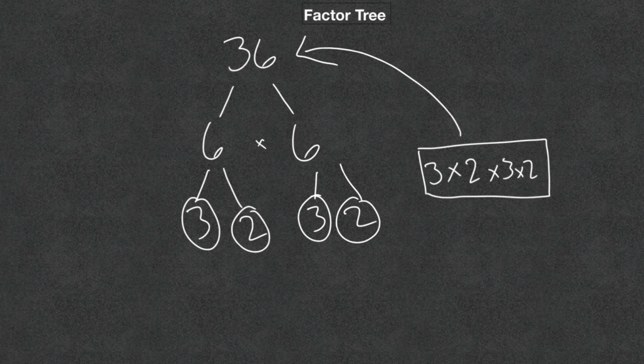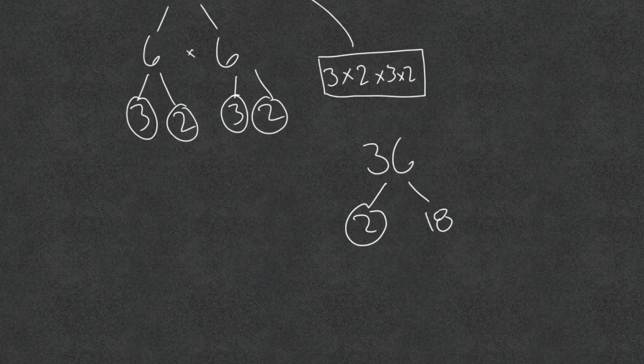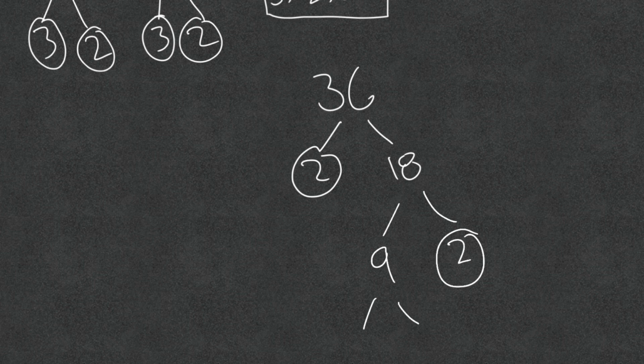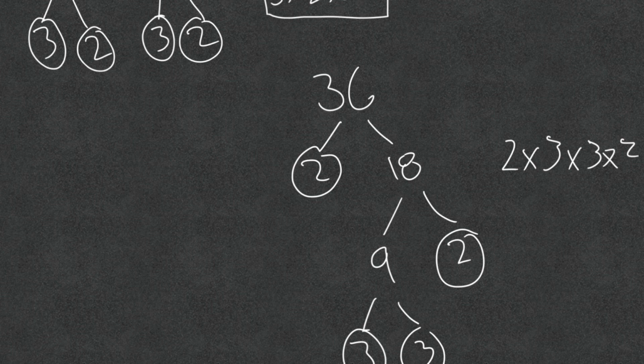If we wanted to do it in a different way, we could go 36 here and break it up into 2 and 18, because 2 times 18 is still 36. Now 2 is a prime number, so that branch is done there. 18 can be broken into 9 and 2. 2 is our prime number, so that branch is done. Here we can go 3 and 3. 3 is prime, so it's done. So our numbers are 2 times 3 times 3 times 2.